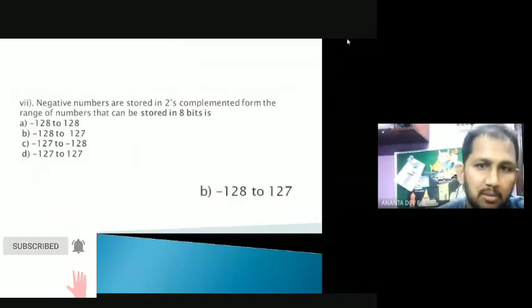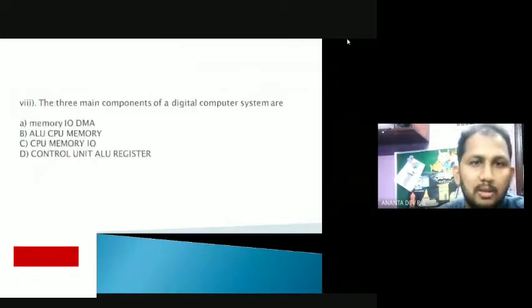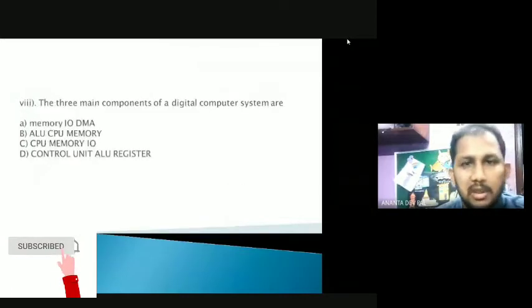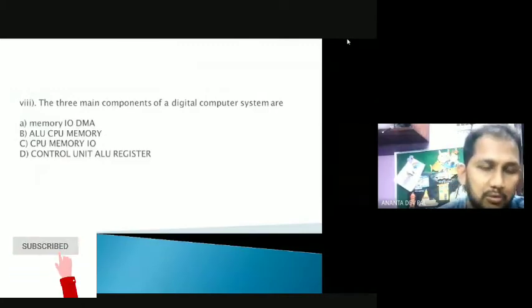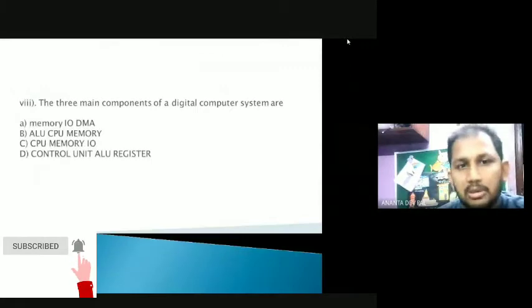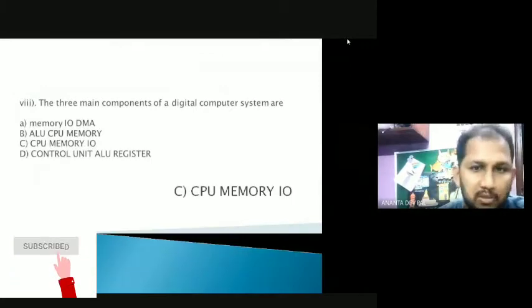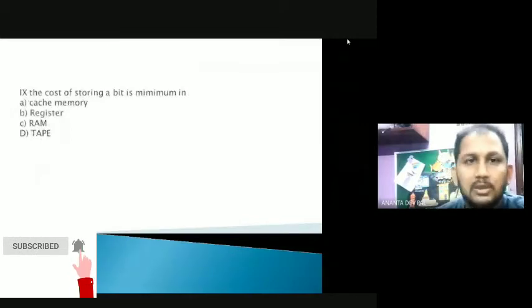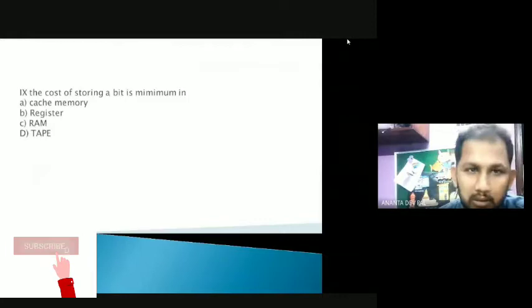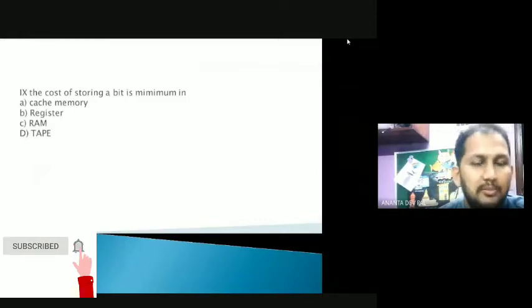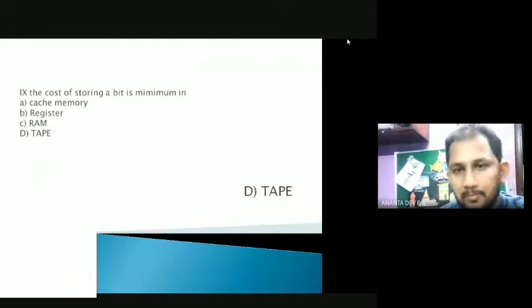Minus 128 to 127. The three main components of digital computers are CPU, memory and IO. These are the three important components of the computer system. The cost of storing a bit is minimum in cache memory, register, RAM, or tape? Definitely the answer is tape. The cost is minimum.